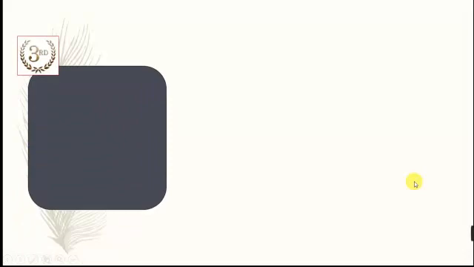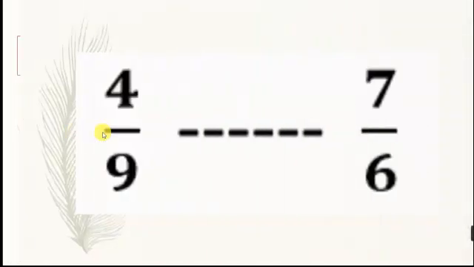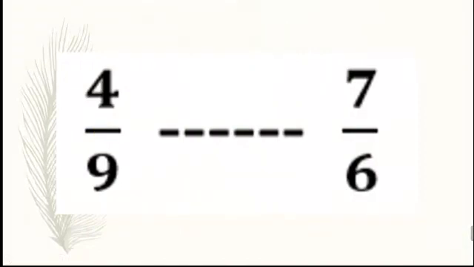Third case is that when we have different numerator and different denominator. The numerators are different and the denominators are different. Like this example, I have 4 ninths and 7 sixths. 4 and 7 different, 9 and 6 different. What will we do now? I'm going to use cross multiplication.